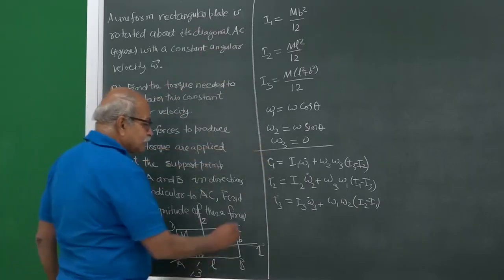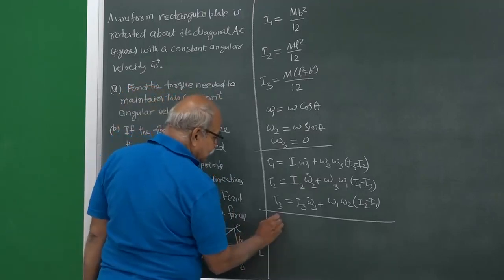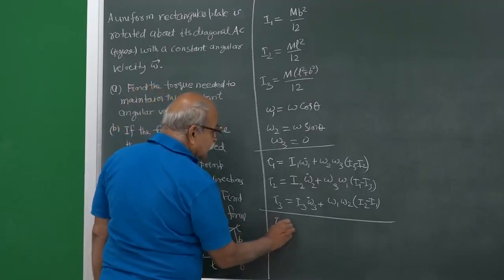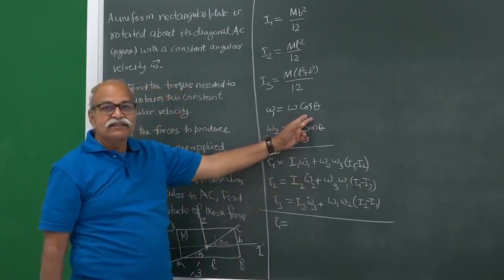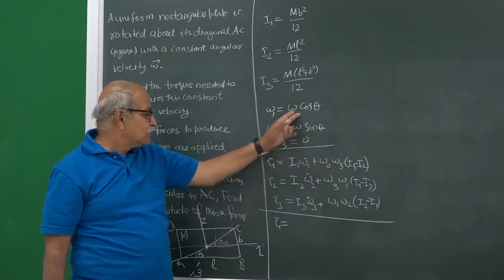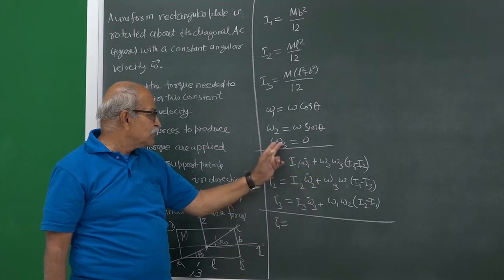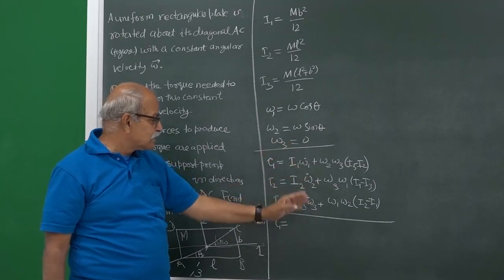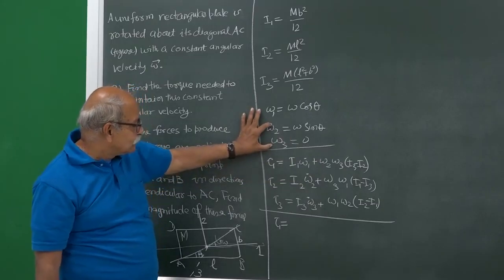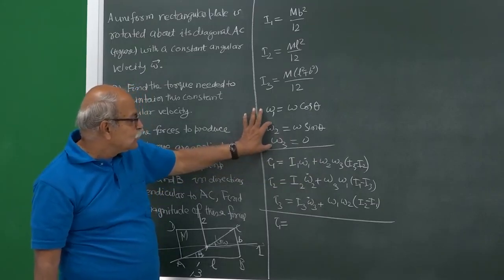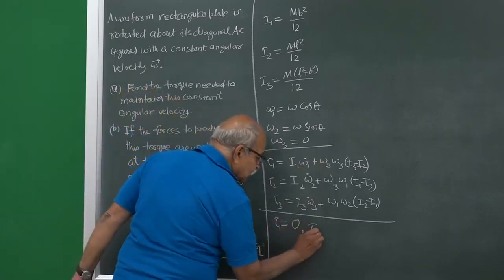What is tau 1? Let us see. Tau 1 will be equal to omega 1 dot. Omega 1 is omega cos theta, which does not change with time, and therefore this is 0. Omega 2 is also constant, so this is 0, and omega 3 is constant, so this is 0. Here omega 2 into omega 3 is 0. So, tau 1 is 0.